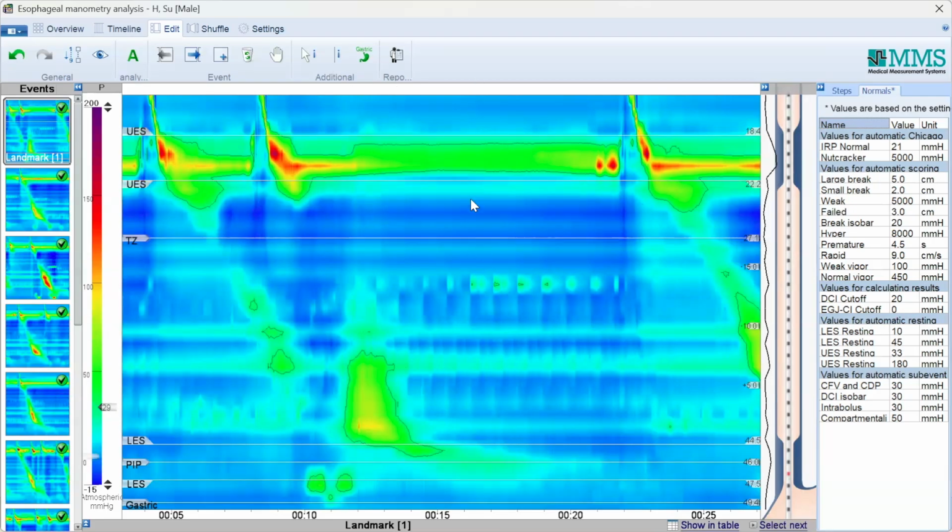This is the screen. We are monitoring this pressurization here, which is the UES, the upper esophageal sphincter. We also call it the high pressure zone. During the insertion, we have to make sure that this upper high pressure zone is within these two lines.